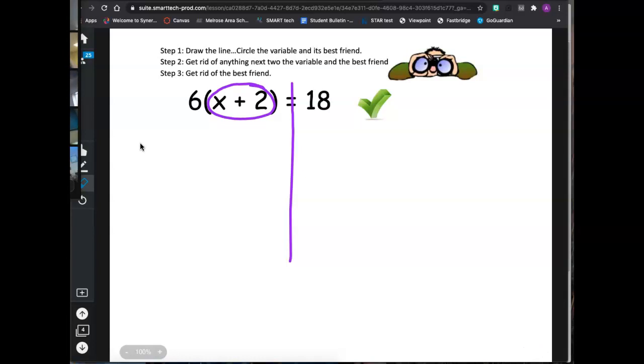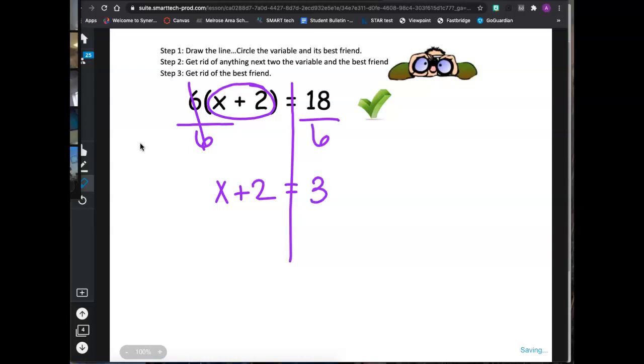But now I have to get rid of the 6. Is the 6 being added, subtracted, multiplied, or divided? Multiply. Right now it's multiply. So what's the opposite of multiply? Divide. So we're going to divide both sides by 6 to get rid of that 6. The variable and the best friend want to be just them. So we get rid of the 6. We have x plus 2 equals 18 divided by 6, which is 3.